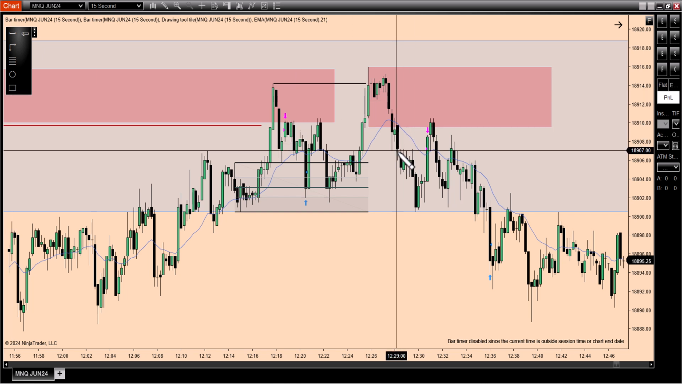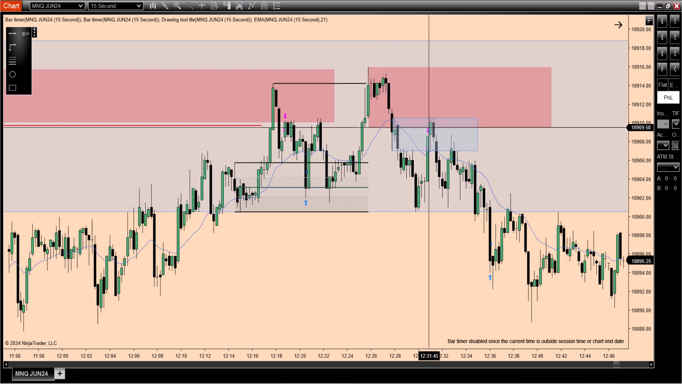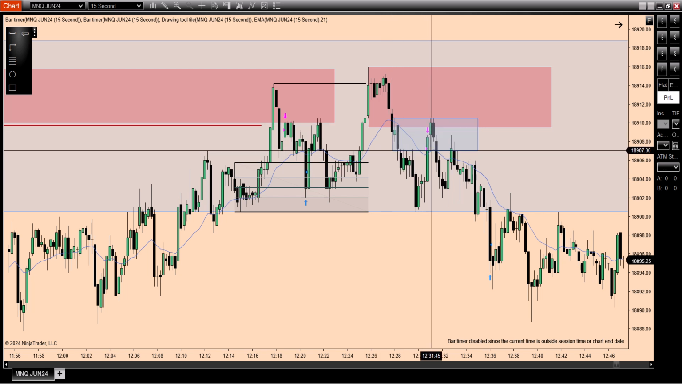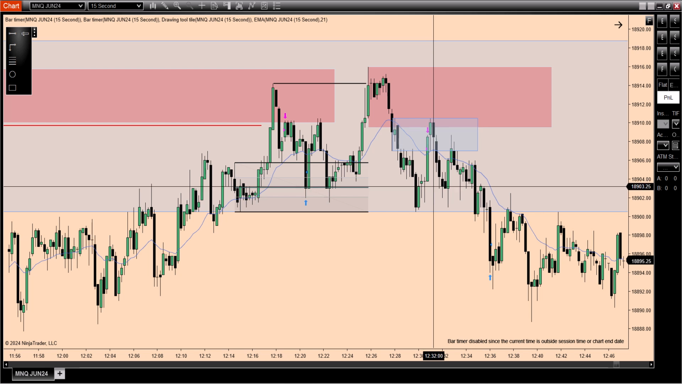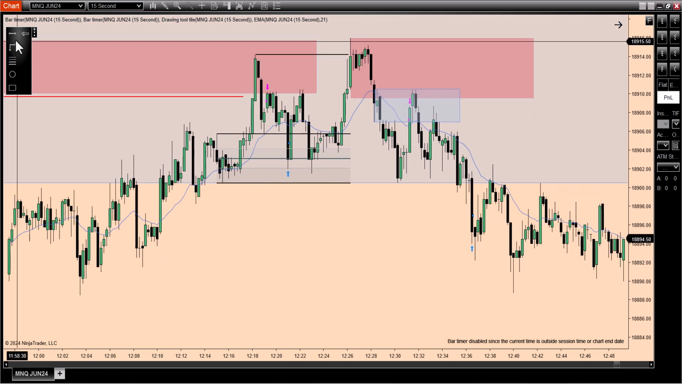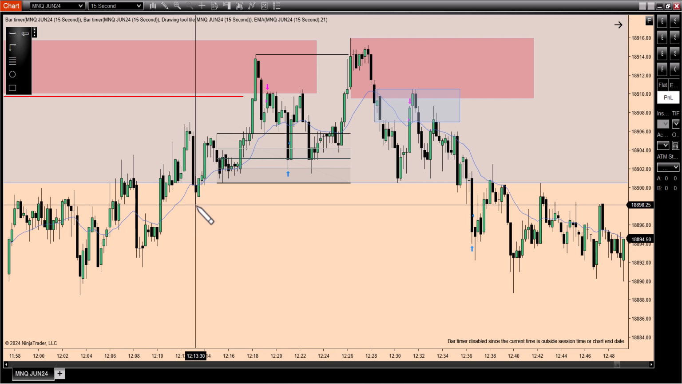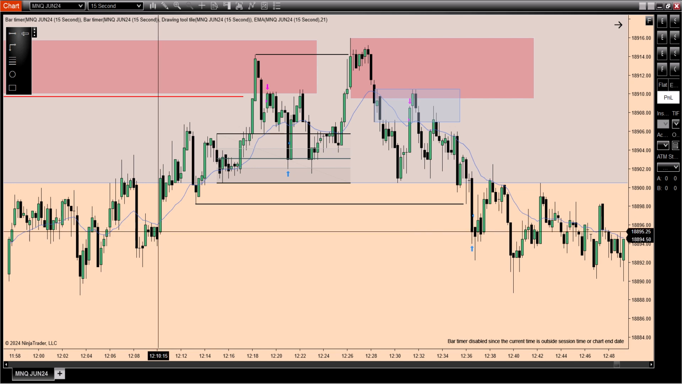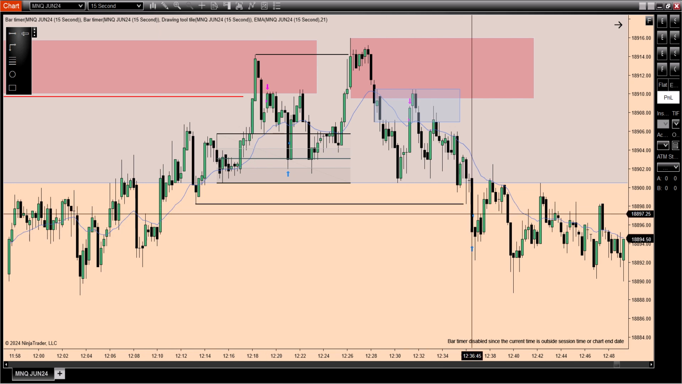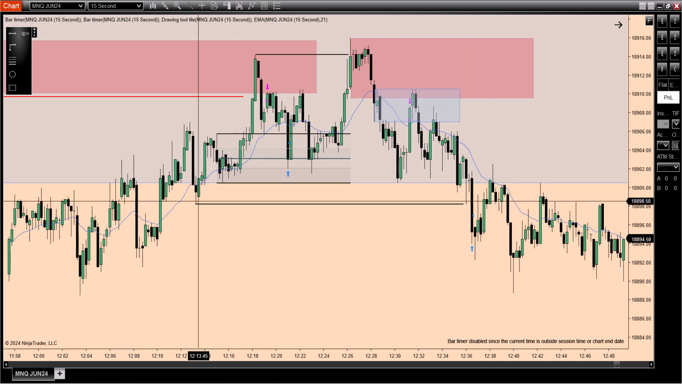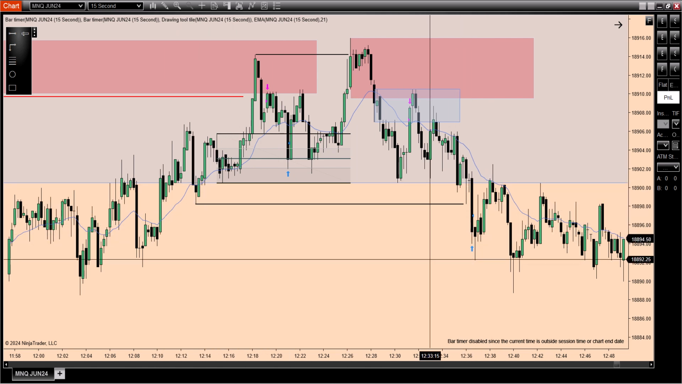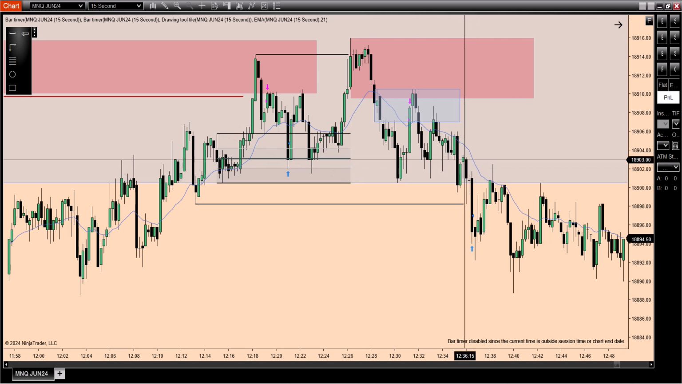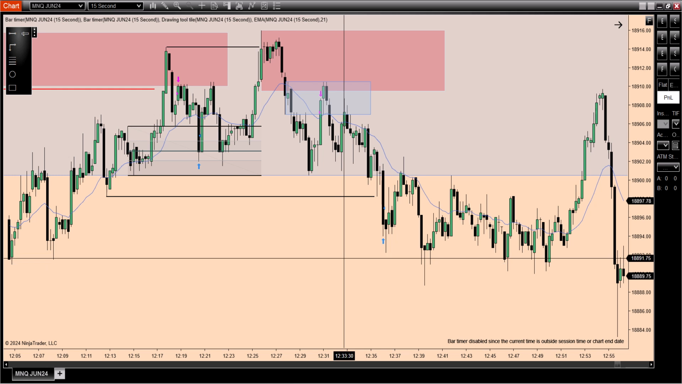I entered from this unmitigated area. I hope it's not getting messy. And then I took my entry from here. We have another CSS right here, but I didn't want to wait for that. I already have all my confluences, and then my target was here. So I was targeting the sweep on here into an unmitigated zone, right? And then price rejected after mitigating this zone, sweeping this, rejected to the upside, topping into an unmitigated zone, and then continued lower. This is just beautiful, guys.